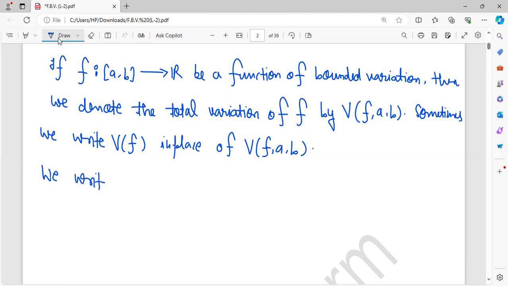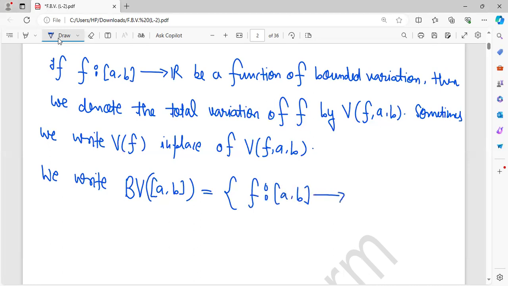We write BV[a, b] for functions of bounded variation. BV means bounded variation. What does BV[a, b] mean? It is the collection of all f: [a, b] to R which are functions of bounded variation. So we are collecting all the functions of bounded variation on the closed interval [a, b] and denoting it by BV[a, b].